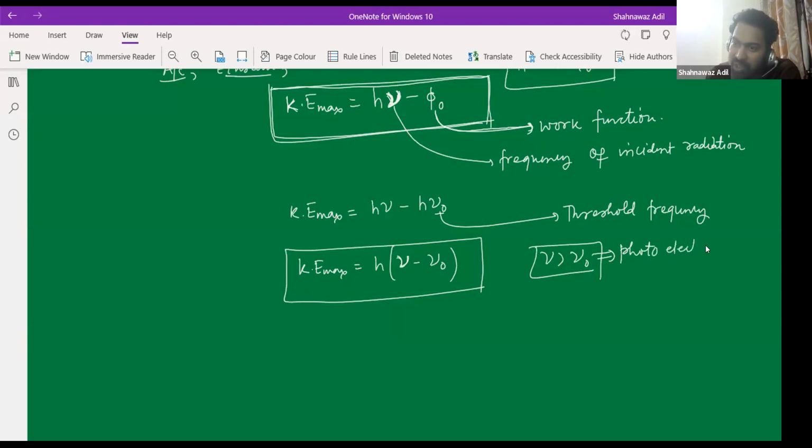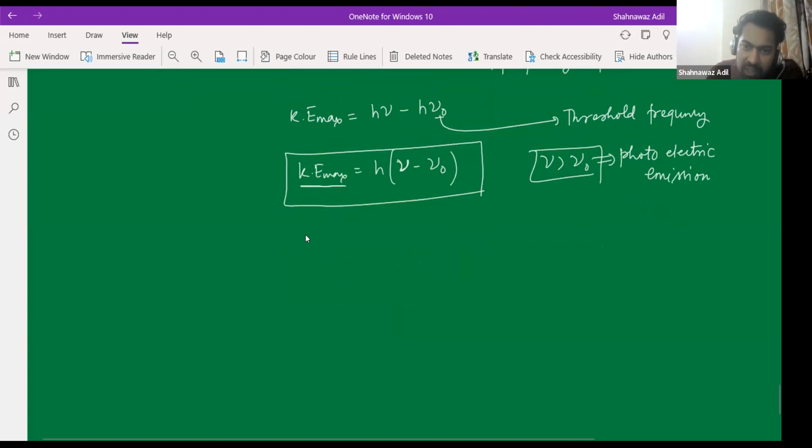So this equation explains every criterion of the photoelectric effect, right? And we also know that this kinetic energy is related to the stopping potential. So this stopping potential is also related by h nu minus phi naught. So we can write this potential as h nu by e minus phi naught by e.